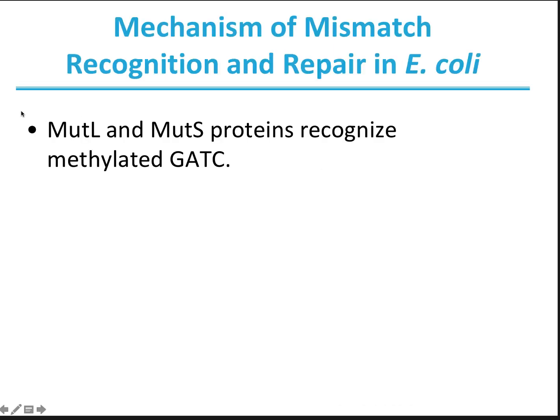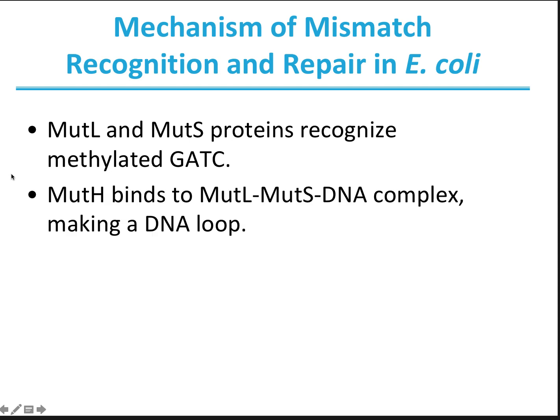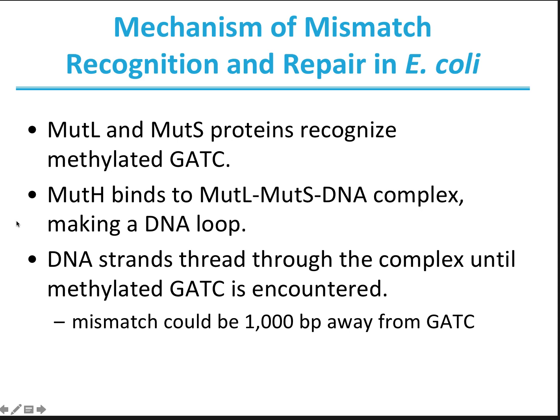So the proteins that are involved in the recognition and repair in E. coli: first there are the MutL and the MutS proteins. These recognize that methylated GATC. Then MutH binds to that MutL, MutS DNA complex and forms a DNA loop. This DNA then threads through the complex until the methylated GATC is encountered. And this mismatch is often up to 1,000 base pairs away from that methylated GATC.